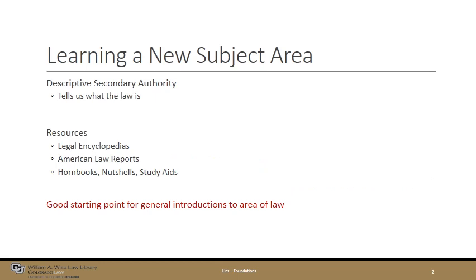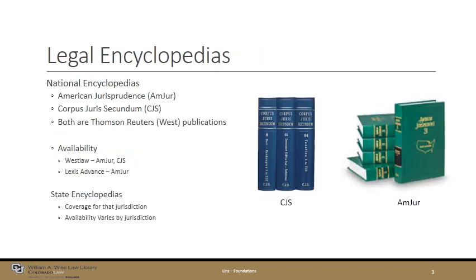So what these three resources have in common is they're really descriptive secondary authority. We discussed in the earlier presentation a distinction between descriptive versus prescriptive authority. Descriptive simply tells us what the law is, and when we are trying to learn a new area of law, that's really what we want to know. We want to know what the key cases and statutes are and the terms that we need to know about and how it all works together. These will do it. So these are good starting points. These encyclopedias and ALRs and hornbooks and nutshells are good starting points for general introductions to area of law.